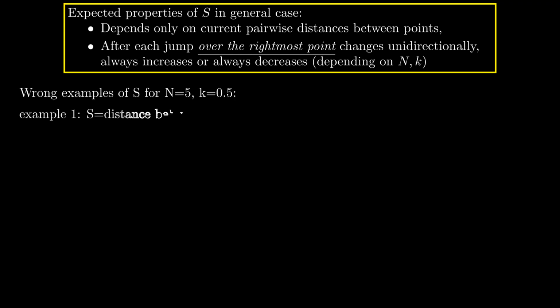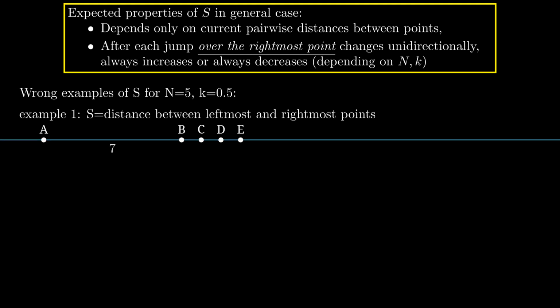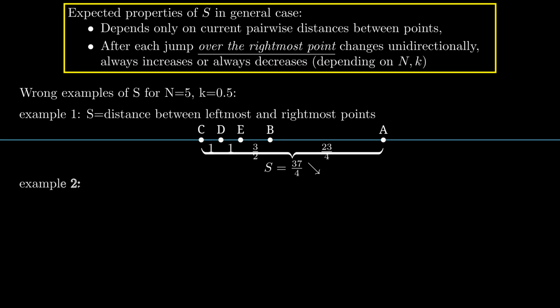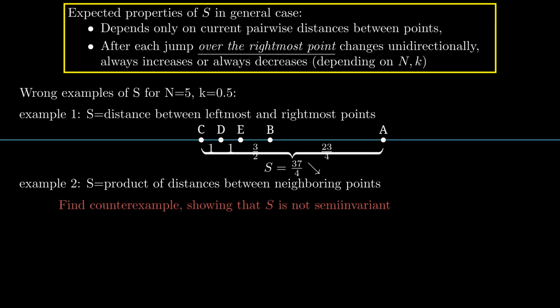In the first example, let S be the distance between leftmost and rightmost points. Consider point locations with distances between them as shown. If point B jumps over E, this distance increases, and if then A jumps over B, it decreases. S does not change unidirectionally and thus does not satisfy the semi-invariant requirement. Another example. Let S be the product of distances between neighboring points. Pause the video and find a counterexample by yourself.